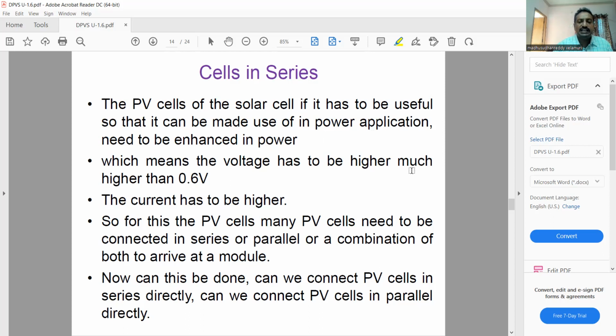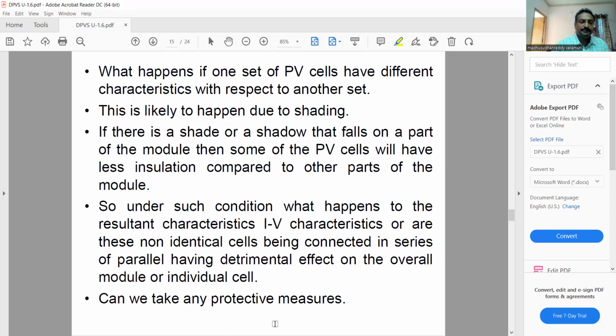Which means the voltage has to be much higher than the 0.6 volts of each cell, and the current has to be higher. So for this, many PV cells need to be connected in series or parallel, or a combination of both, to arrive at a module. Now, can this be done? We can connect PV cells in series directly, and we can connect PV cells in parallel directly.